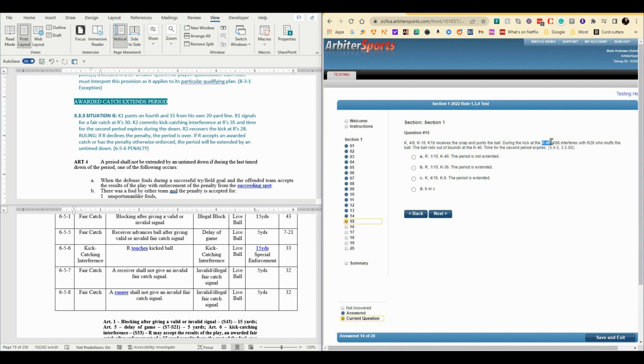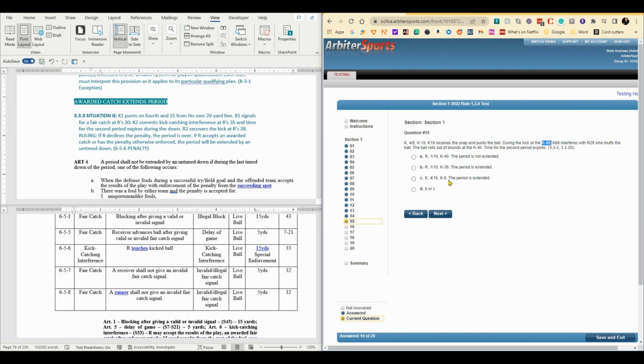Okay, so the enforcement spot is the R49, right? So we're going to go 15 yards from there. That'll be the K36, and R's ball first and 10, or we can go K's ball 4th and 16 from the K8 because we were on the K16, so it's half the distance. It's a 15-yard penalty, but we're going to go half the distance, and still the period would be extended.